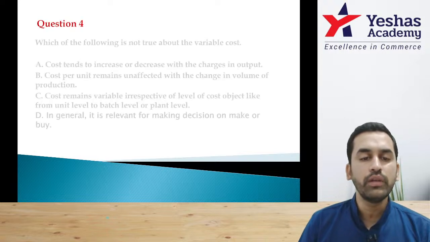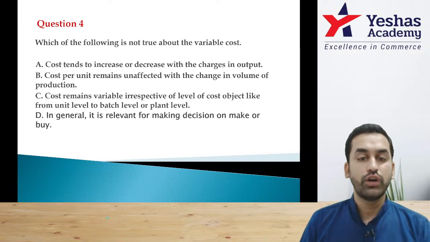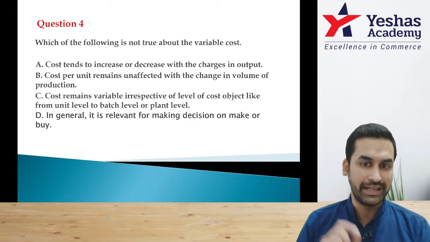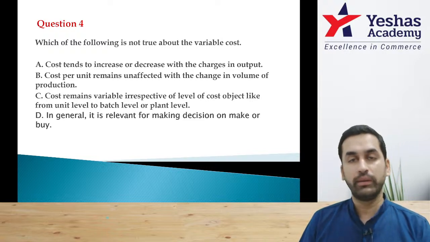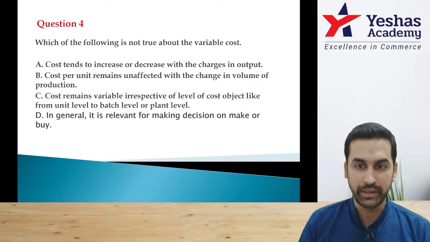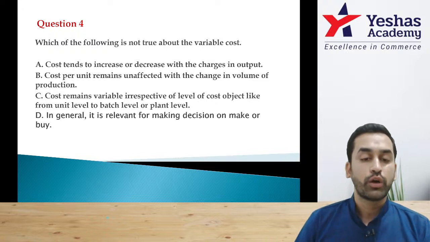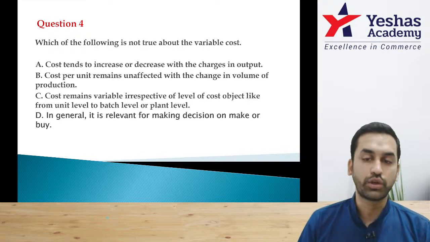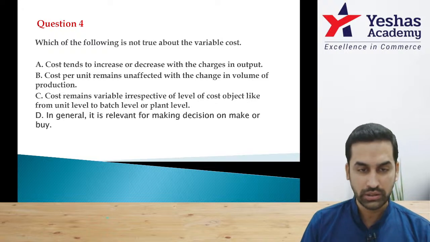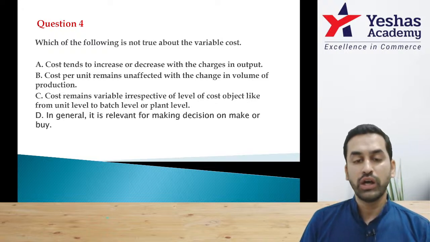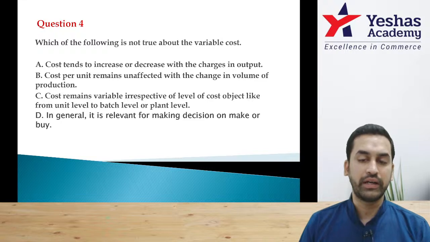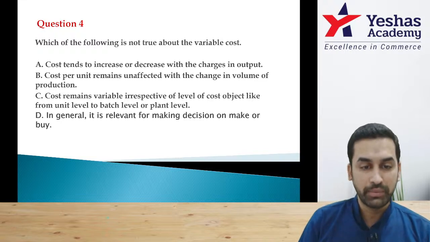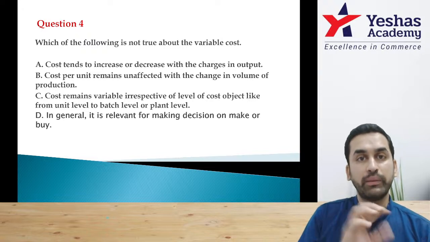perfect. Question number 4. Which of the following is not true about variable cost? Observe the sentence, not true about variable cost. That means they want a false statement. Yeah, let's read. A. Cost tends to increase or decrease with a change in output. This is true. This is the basic nature of variable cost. B. Cost per unit remains unaffected with a change in volume of production. This is also true.